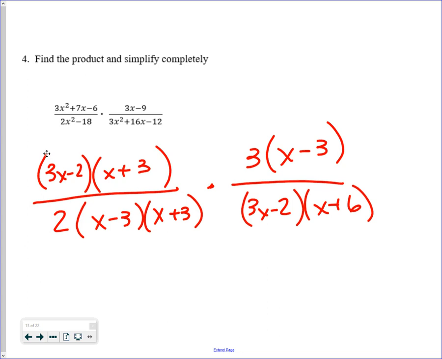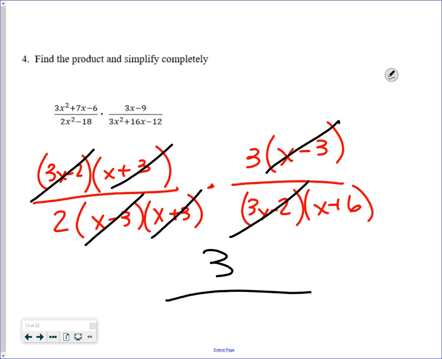The factoring is the hard part. The canceling should come easy. You're allowed to cancel anything that's in the top and the bottom. So x plus 3 cancel with x plus 3. 3x minus 2 cancel with 3x minus 2. 3 is the only thing left on the top. A 2 and an x plus 6 is the only thing left in the bottom.